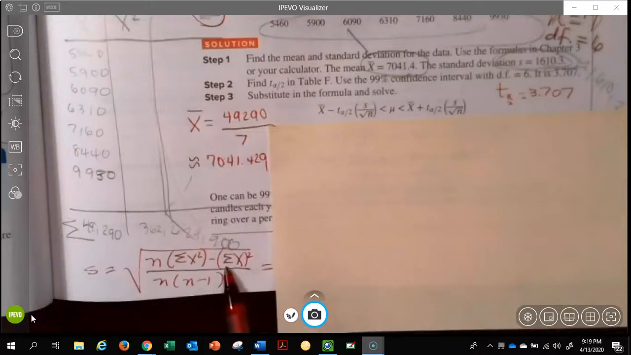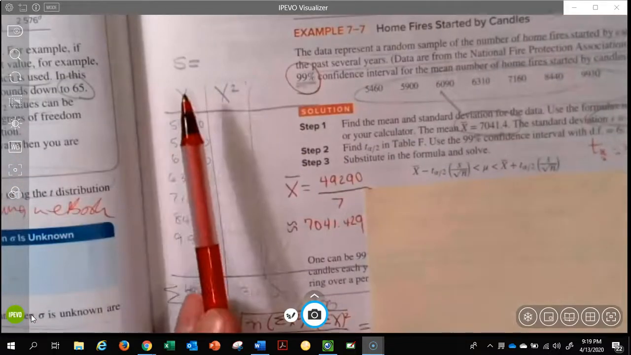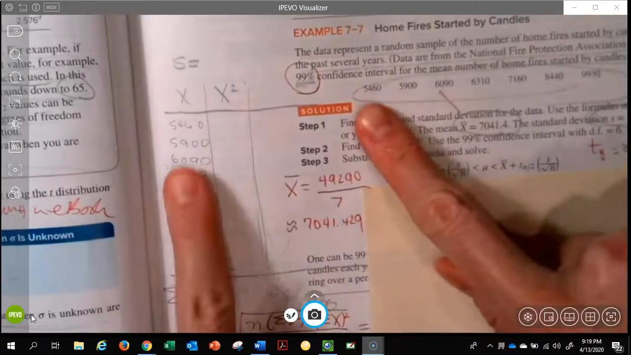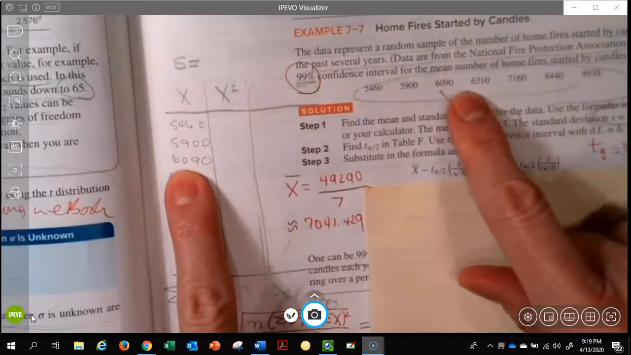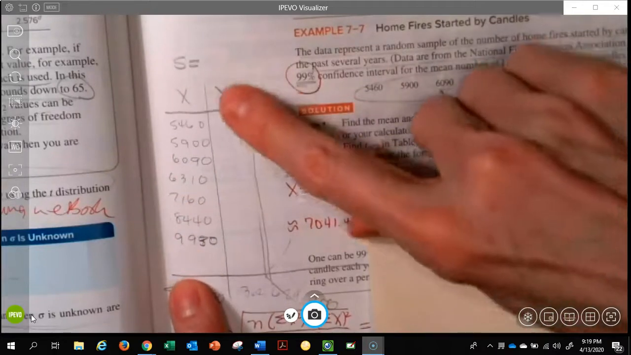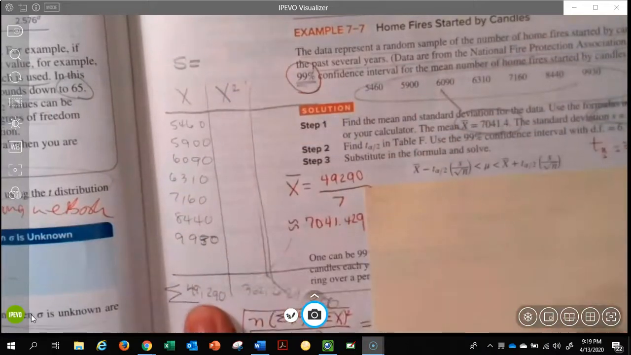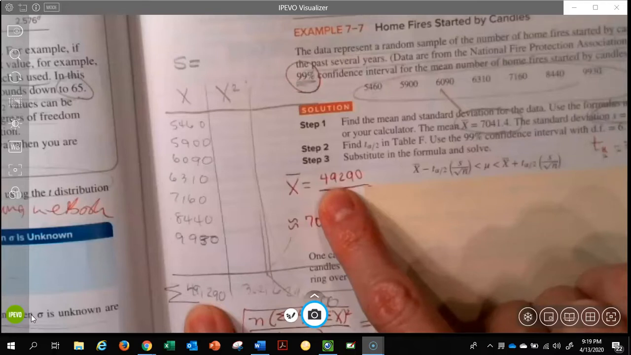We'll get to that. But first I need a chart, and I'm going to start with this piece here. I want to sum all of my x values. And so on my chart, I have a column for my x values, and I put each one. My 5460, my 5900, my 6090, etc. I put all 7 of those there, and when I add them up, I got 49290, which is exactly what I got a while ago when we were calculating the mean of the sample.